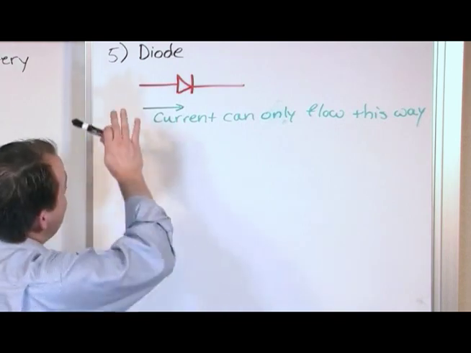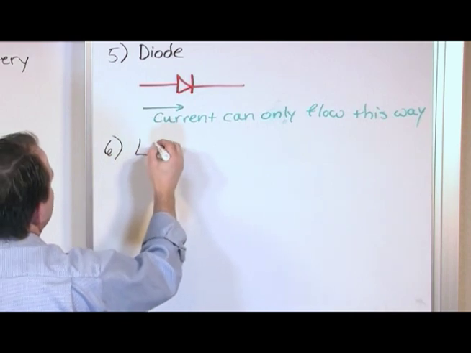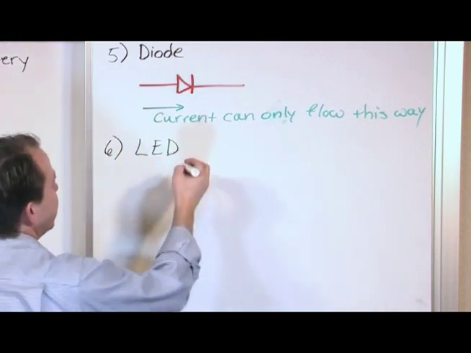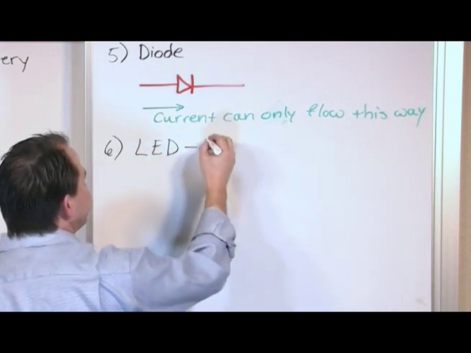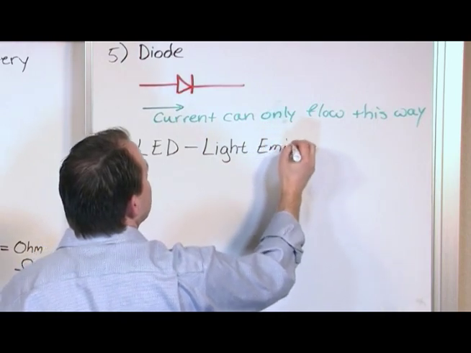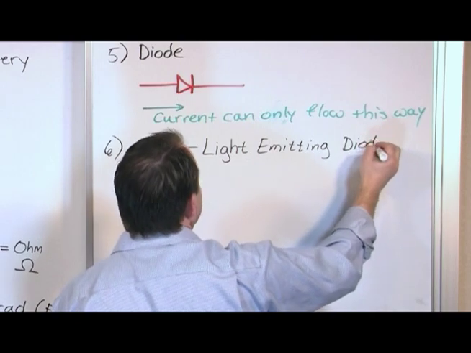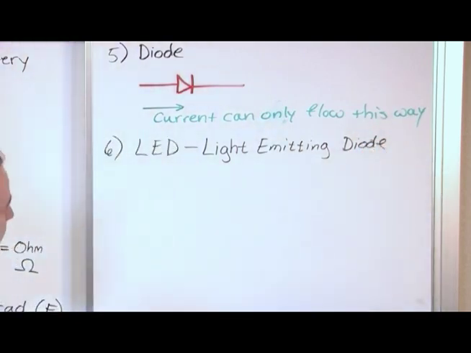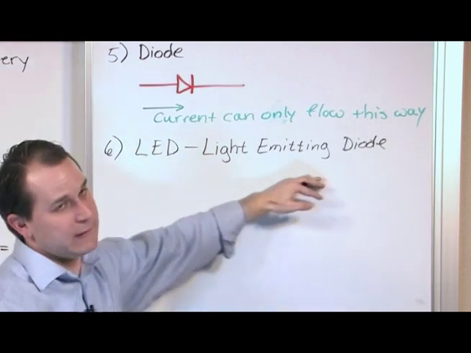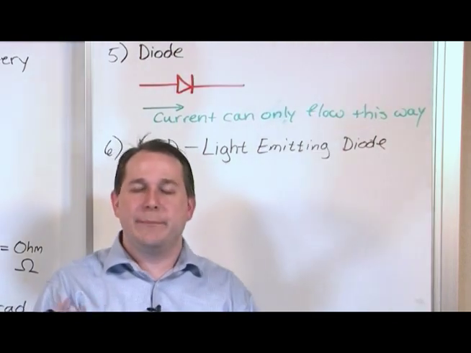The next guy after a diode that I know all of you have heard is called an LED. Lots of people have heard of LEDs, but not as many people know that LED stands for light emitting diode. So if you know that already, congratulations, it's light emitting diode. But a lot of people do not know that LED stands for light emitting diode. So it's a diode, just like this one, that also happens to emit light.